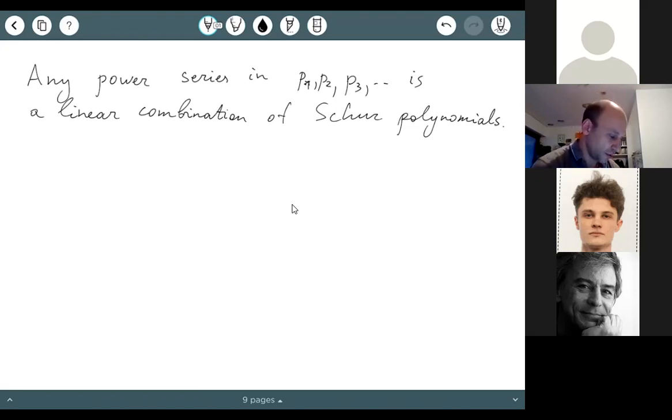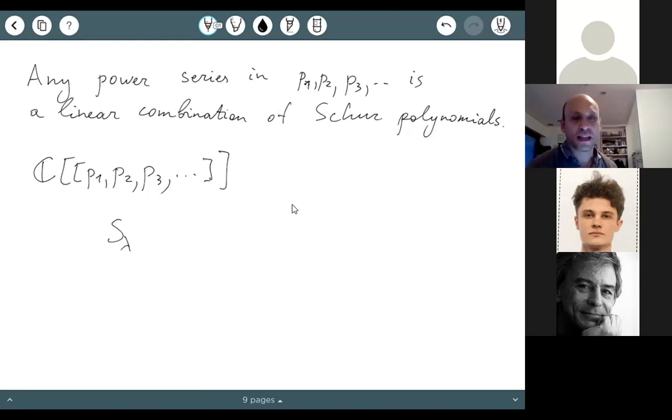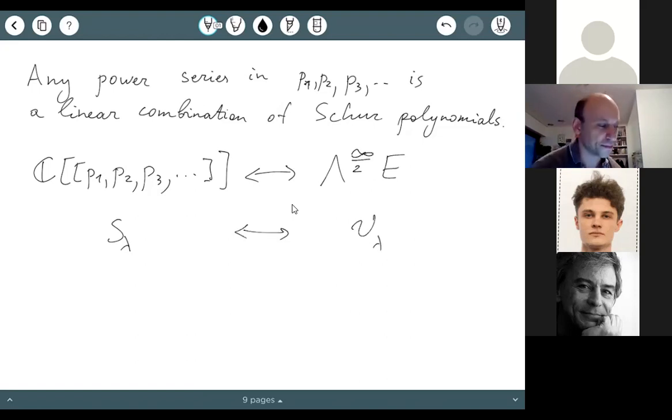So C of P1, P2, P3, and so on has a basis S lambda. And this is the space I was talking about that is now identified with the semi-infinite wedge of E that has a basis V lambda. I just identify V lambda with S lambda. So this is sometimes called the boson fermion correspondence.